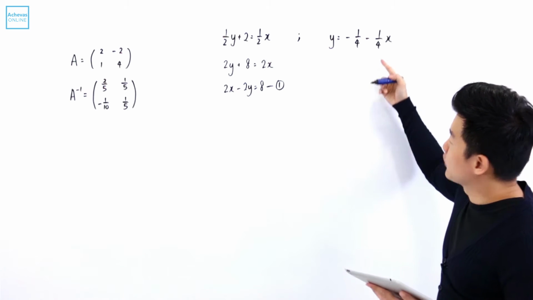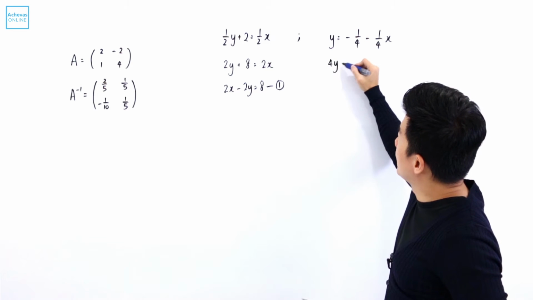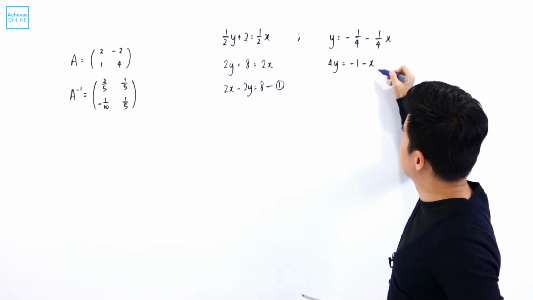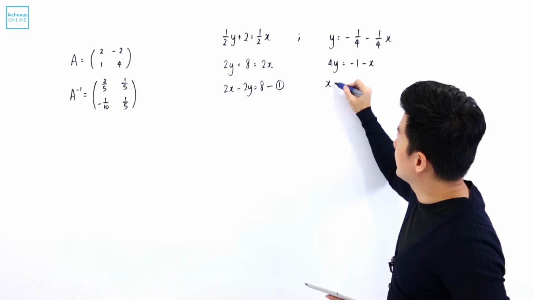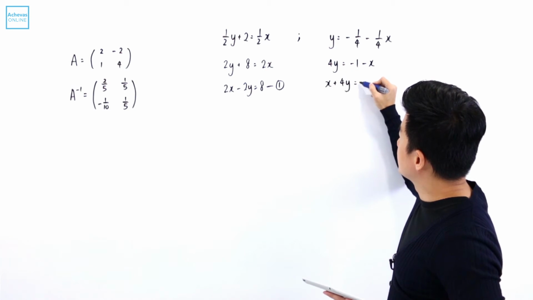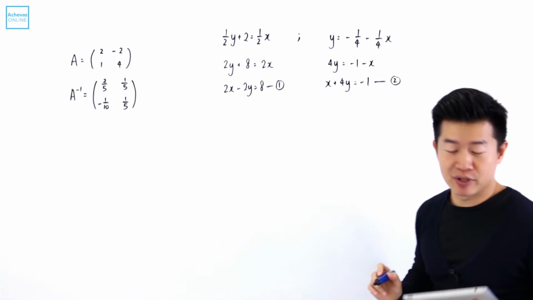This is the first equation that I'm going to use. Next, for this, I'm going to multiply throughout by 4. So it is going to be 4y is equal to minus 1 minus x. Bring the x over to the left hand side. I will have x plus 4y is equal to minus 1. This is going to be equation number 2.